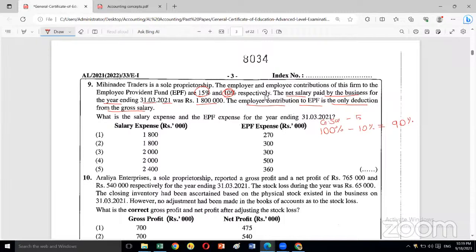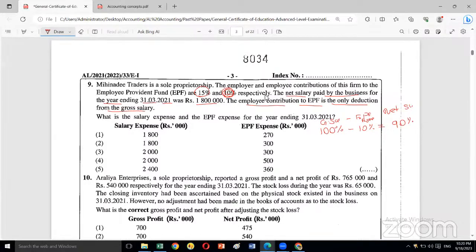This is my gross salary, and this is my EPF contribution of the employee. This 90% is the net salary. From the gross salary, they are deducting 10% for the EPF from the salary of the employee. 100% minus 10%, so the net salary is 90%. First of all, always remember, I have to find the gross salary. It will be easy for you.